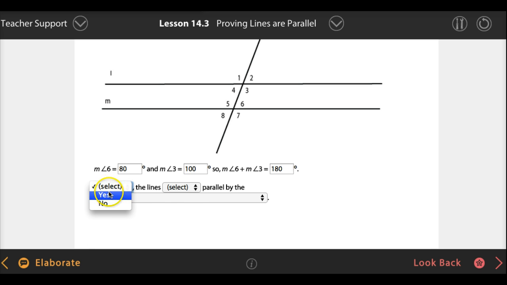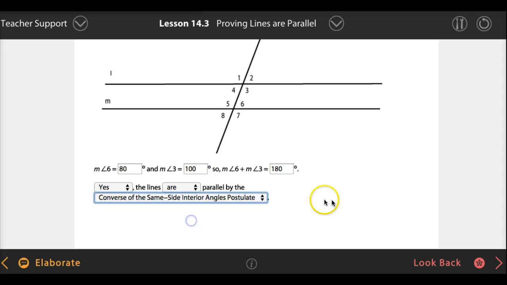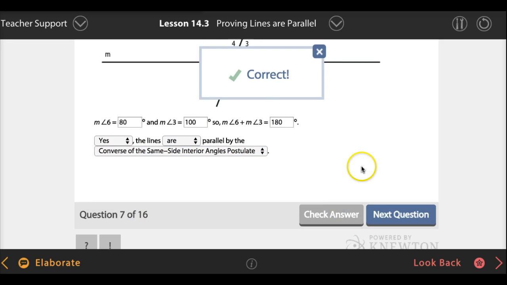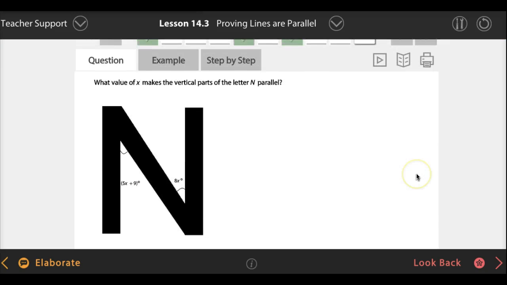So then, yes, the lines are not... No. The lines, I'm sorry. Yes, the lines are parallel because of what? Because of the converse of the same side interior angle postulate, okay? So obviously this is very easy. You just have to understand which postulate you have to use, okay?